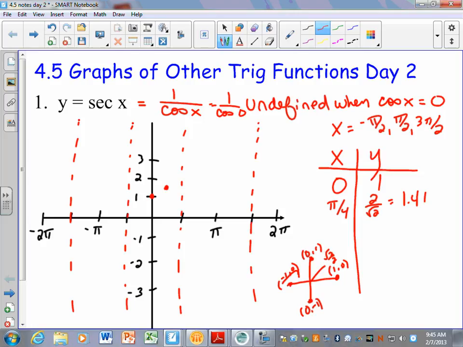What if I go the other way? What if I go to negative pi fourths? It's going to be down here in quadrant 4. It's definitely going to be the same decimal, right? Is it positive down there in quadrant 4? Is cosine positive in quadrant 4? Yes, because it's the x. So it's also 1.41, which means it's also about right there.